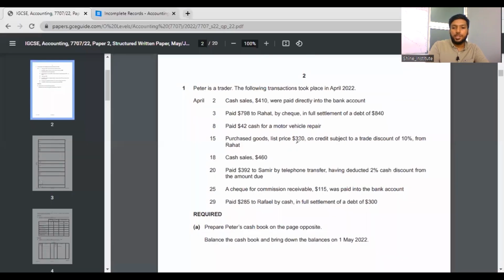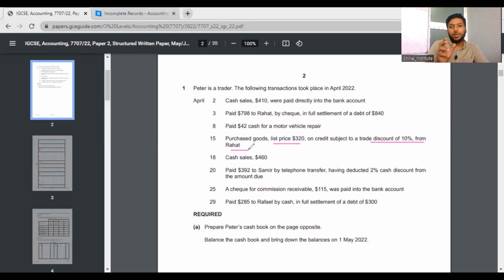Purchase goods list price 320 on credit, subject to a trade discount of 10% from Rahat. Remember, when you are purchasing and you get a list price and a trade discount, you should remove the trade discount when you are recording it in the books of account. I have explained to you there are two types of discounts: the cash discount and the trade discount. Cash discount is the only type of discount you should take into the books of account. Trade discount you can never ever take into the books of account.